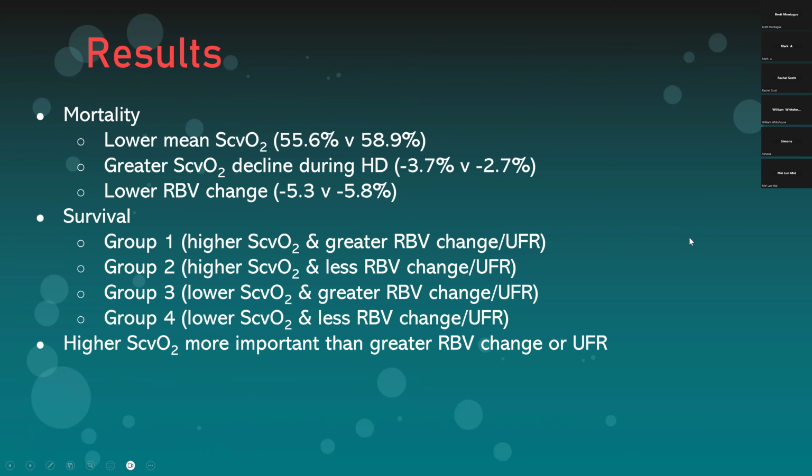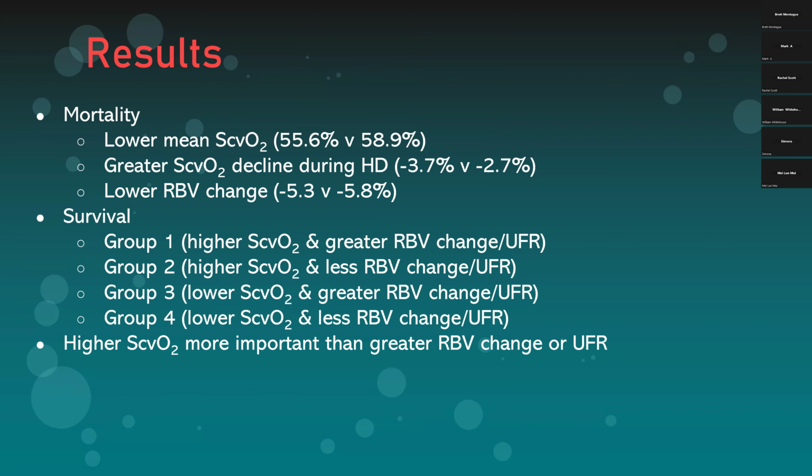In terms of mortality, as we might expect, if you have a lower mean central venous oxygen saturation throughout your treatments, you're more likely to die. And that difference is 55.6% on average versus 58.9%. If you have a greater decline during the treatment, again, more likely to die with a 1% difference. And if you have a lower relative blood volume change, then that means you're also likely to have a higher mortality. And again, that was 5.3 versus 5.8% decrease.